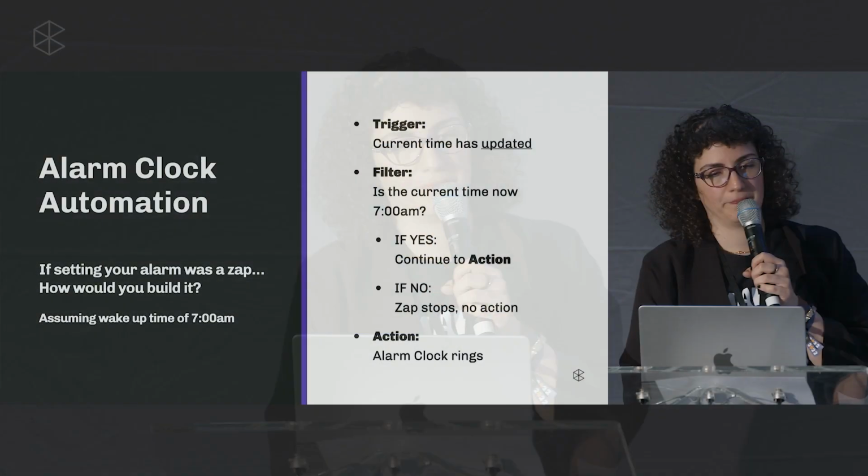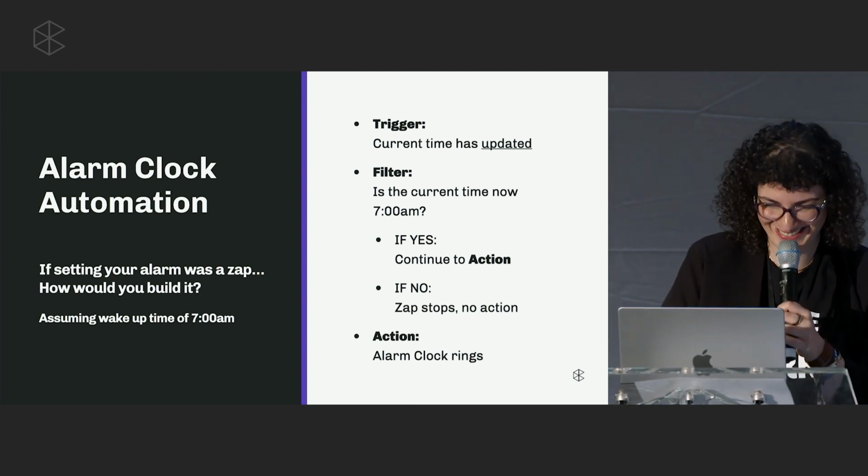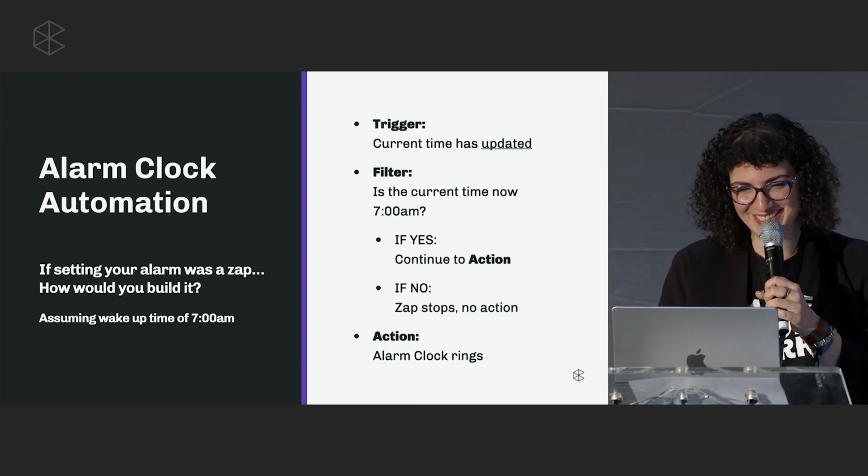Yeah, so time is updated. Every hour works. This is, again, not the perfect analogy, but I was thinking like anytime time is updated, the trigger is scanning the perimeter to see if it's 7 a.m. And if it's not, the automation stops. But if it is 7 a.m., it'll move on to action. I just said this slide, so I'm going to move on.